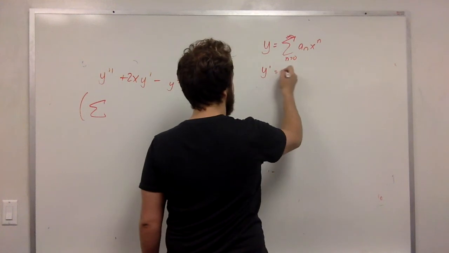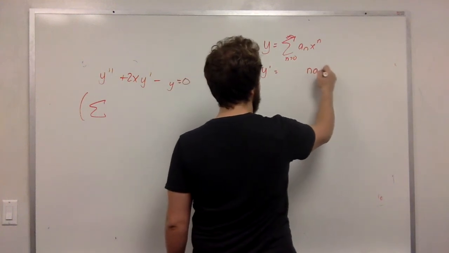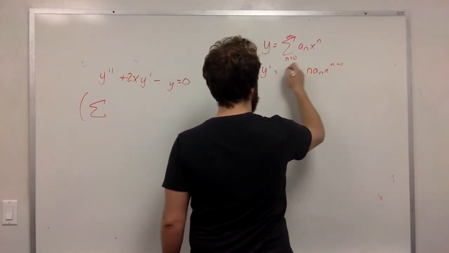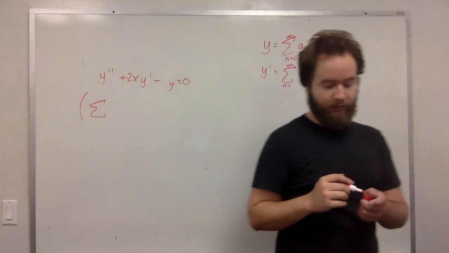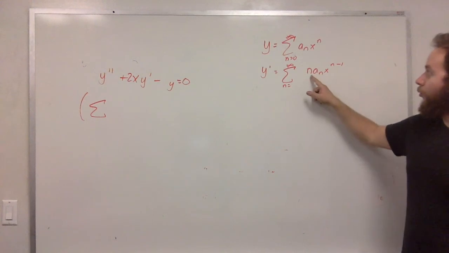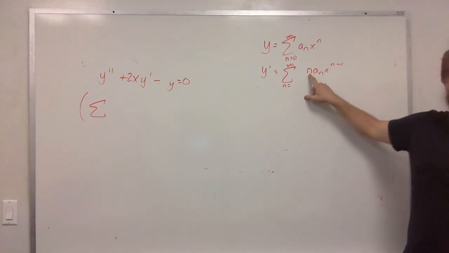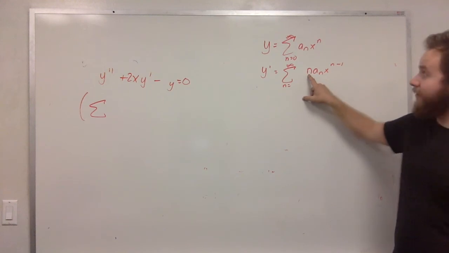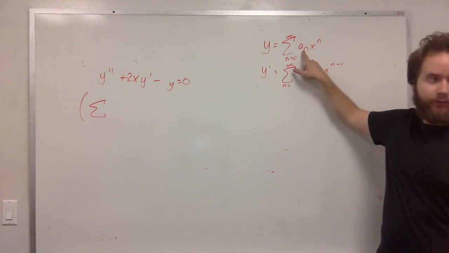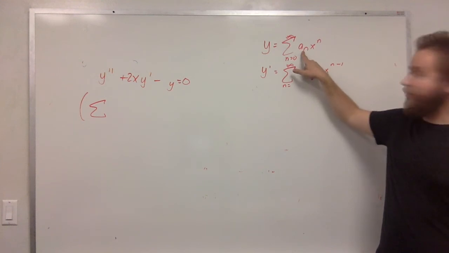When we take the first derivative, we get n a sub n x to the n minus 1. Something worth noting, something you remember doing back in Calc 2: when I plug in 0 here, what do I get? 0 for n, I get what? 0. That makes sense because the first term spit out of this series is what? a0, which is just a what? Just a constant. Which when you take its derivative gives you what? 0. That's what's going on here.